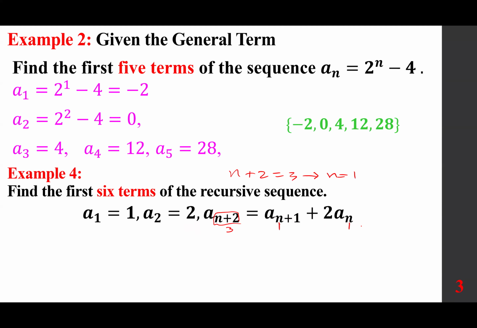So replace it here. You get A sub 3 equals A sub 1 plus 1, that means A sub 2, plus 2 A sub 1. A sub 2 is 2. 2 times 1 is 2. They add up to 4.